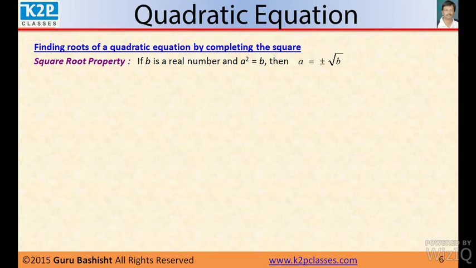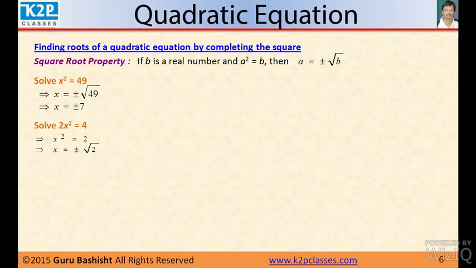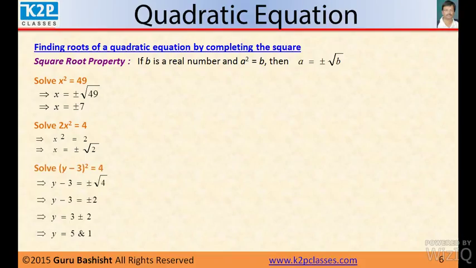Finding roots of a quadratic equation by completing the square. If b is a real number and a square equal to b, then a equal to plus minus root b. Example, x square equal to 49. So x equal to plus minus 7. 2x square equal to 4. So x equal to plus minus root 2.